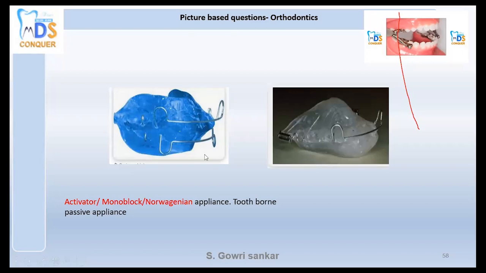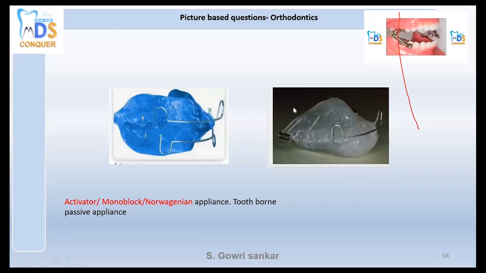You have to analyze what is being given. So don't blindly say that all class 2 growing cases need functional appliances. Functional appliances are given in actively growing patients where the mandible is the problem, not the maxilla. If the problem is in the maxilla, only then do you give a headgear.